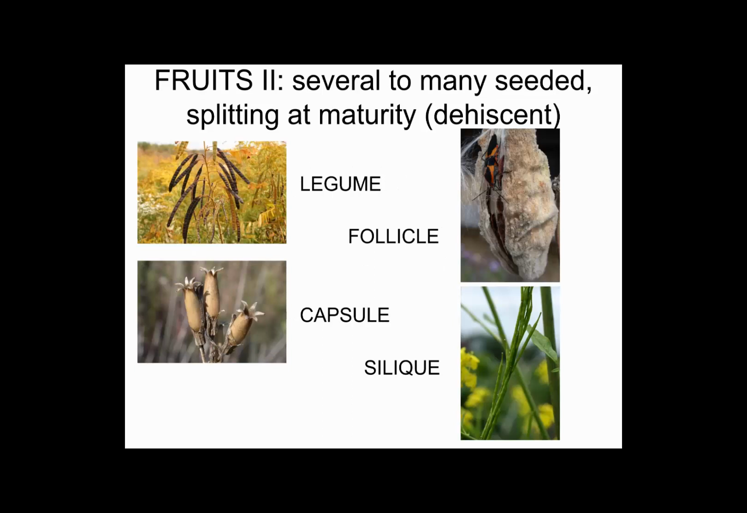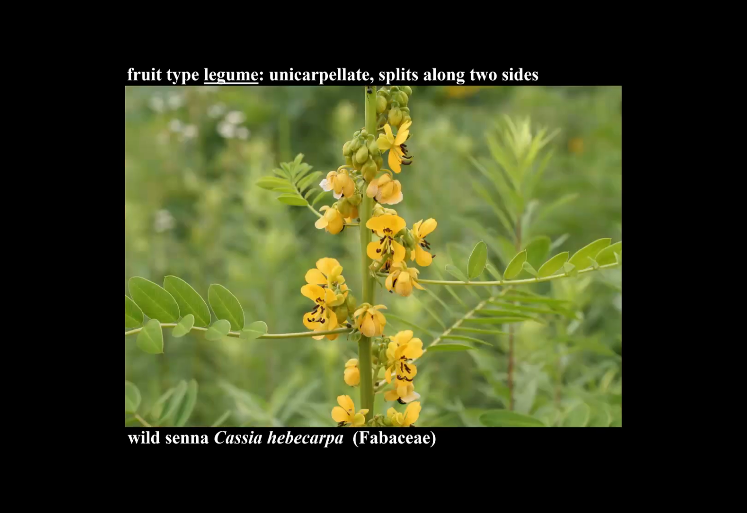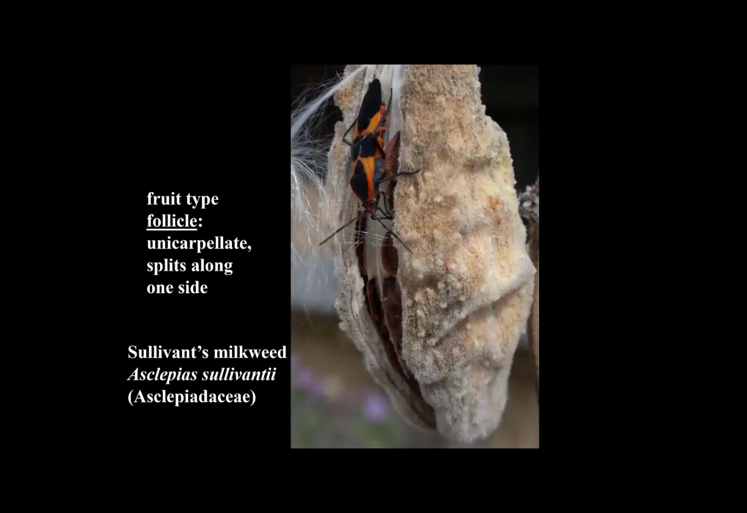Let's look at some pics. Right. Here's a picture of a legume. So these are the fruits. They are from a unicarpellate gynoecium. There's only one chamber inside. There's one row of seeds, and when it splits open, it can split along the margin of that ancestral carpel, and also the midvein of that ancestral carpel. This is a plant called wild senna. And here's wild senna in flower.